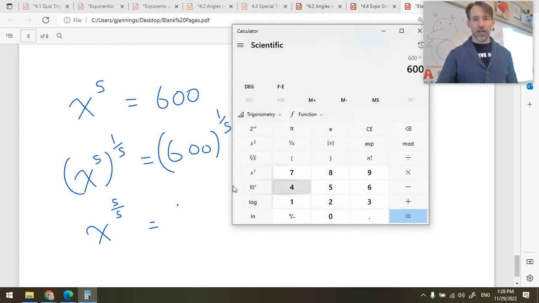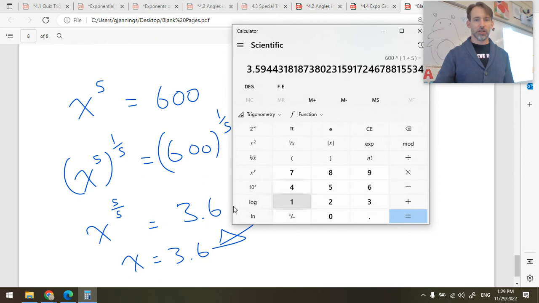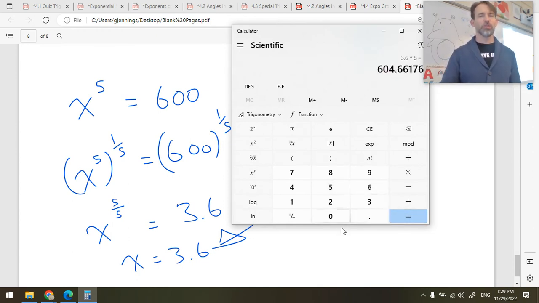600 raised to the power (1 divided by 5) equals 3.59. So 3.6. x is equal to 3.6. Let's check our answer. Even with the rounding, 3.6 raised to the power 5 is equal to 604.6. So really, really close to 600. The error came from rounding to the nearest integer. Okay, so that's how you do that.